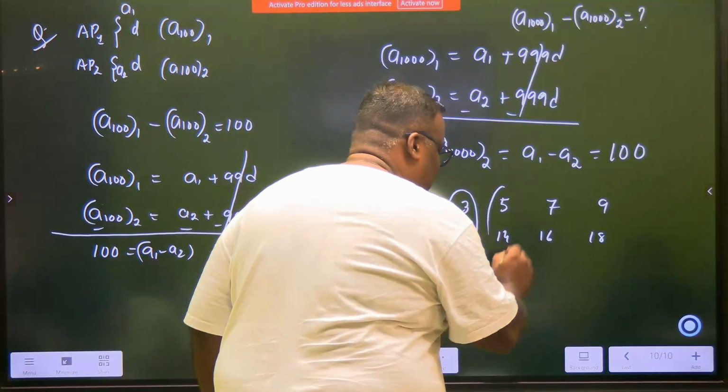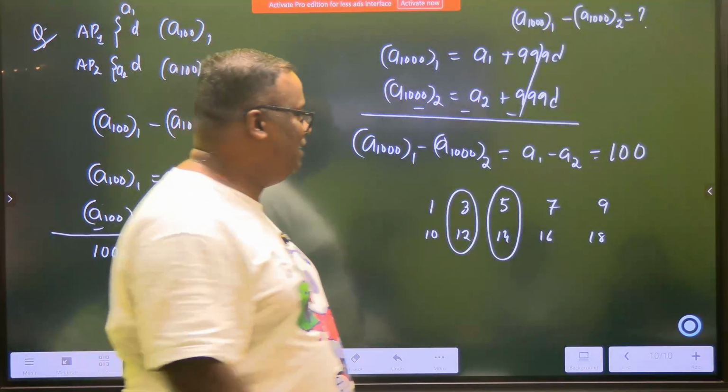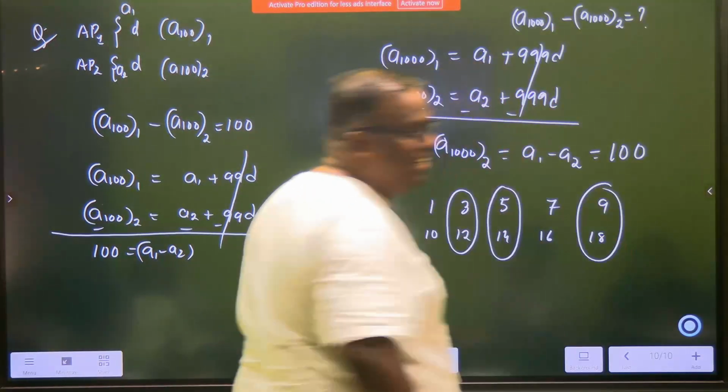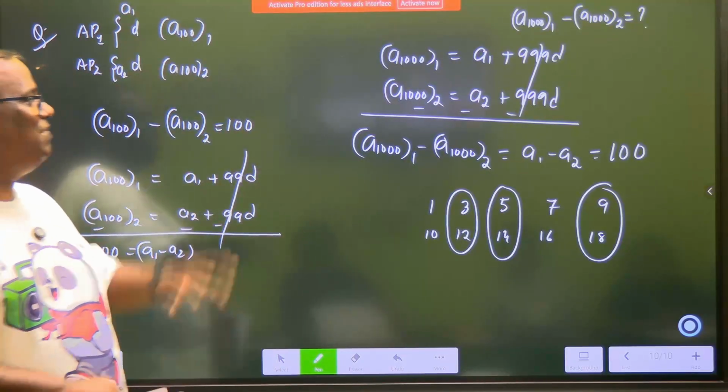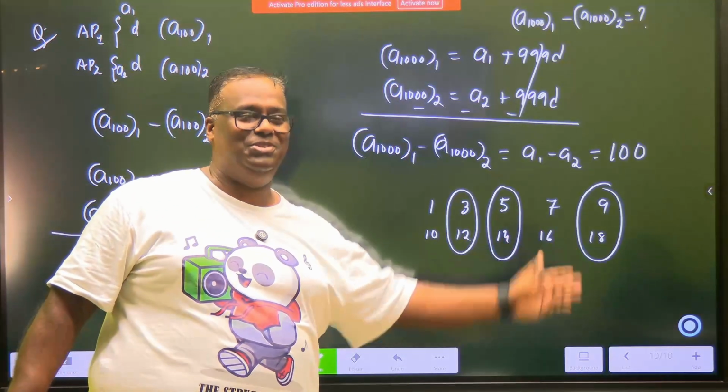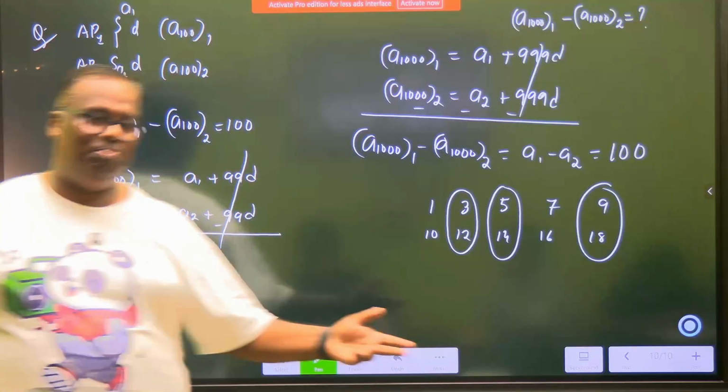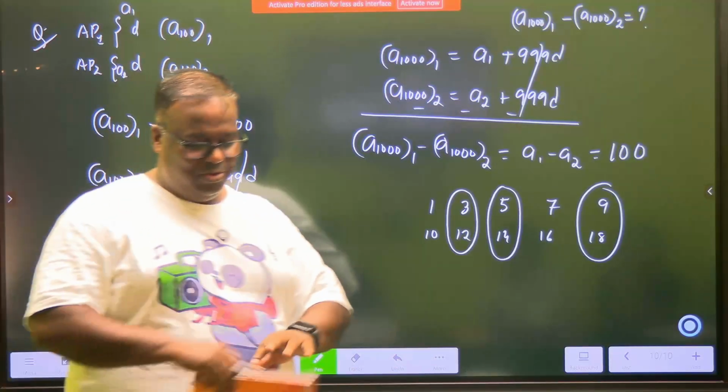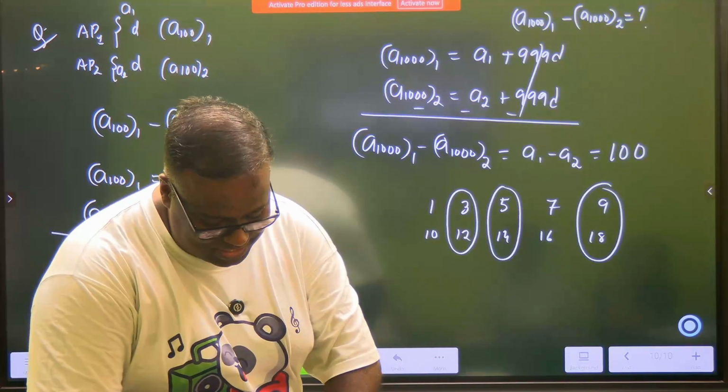Find the difference between these two terms. They just made an idiot out of you. So in an entrance exam, you need not do all this. This is a common thing which you get if two APs have the same common difference. If you still didn't understand this, now let's understand in this manner.